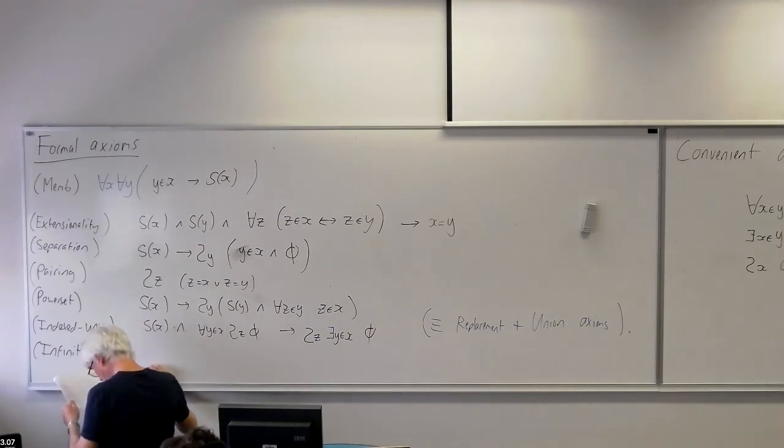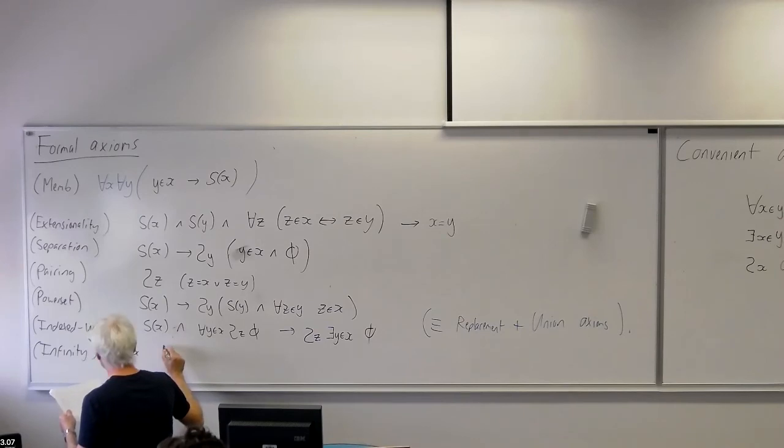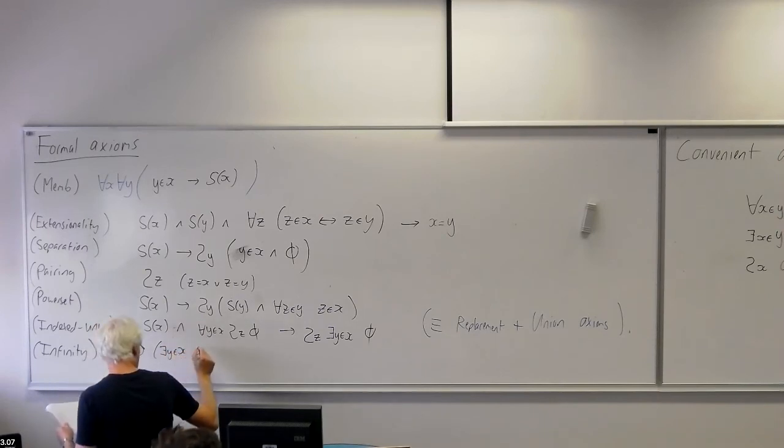So we want to say there exists an infinite set. So there exists an X. We don't need to say it's a set because that's going to be implied by the next statement. So there exists some Y in X. So X is necessarily a set because it's got some element, such that Y is a set.